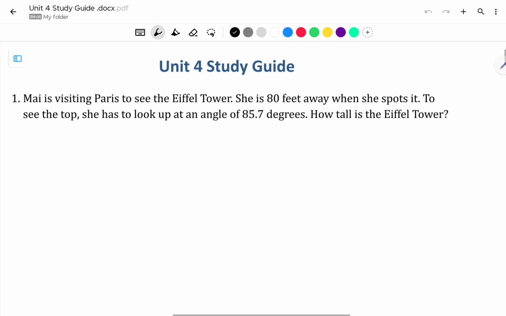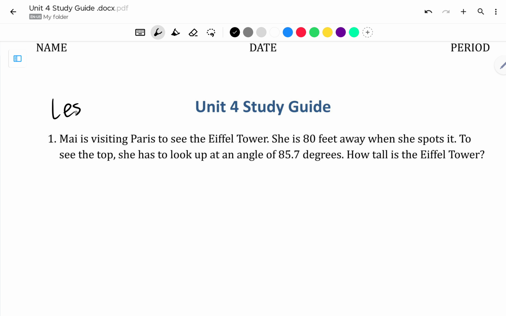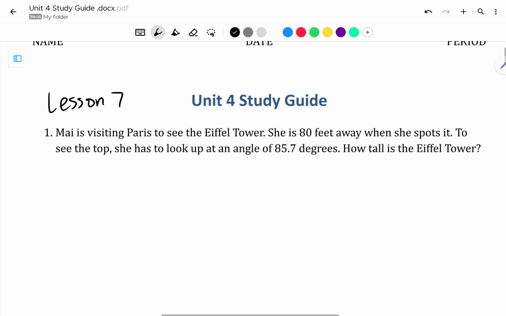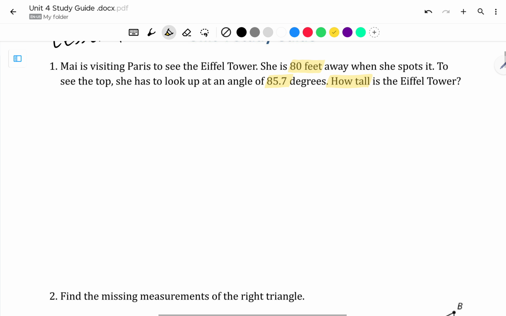Okay. So a lot of these questions, they're from the book, right? This one is in lesson 7, I believe, where we're given a word problem and we have to just understand the word problem, draw the picture, and use one of our formulas. So it says Mai is visiting Paris to see the Eiffel Tower. She is 80 feet away when she spots it. To see the top, she has to look up at an angle of 85.7 degrees. How tall is the Eiffel Tower?